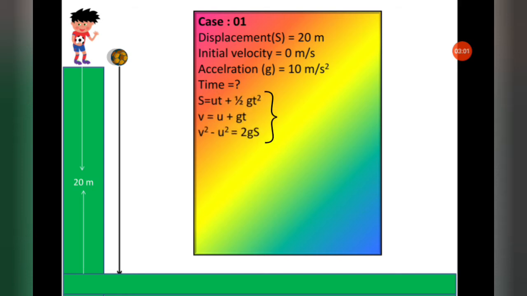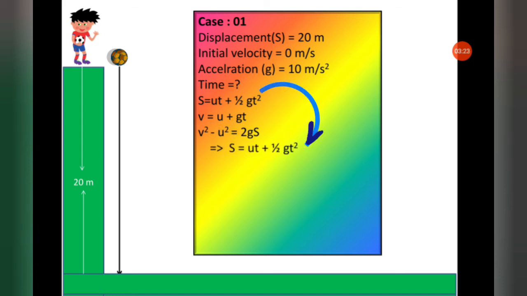Okay, we have these three equations of motion. S is equal to ut plus half gt square, v is equal to u plus gt and v square minus u square is 2gs. हमें टाइम निकालना है तो हम इन तीनों इक्वेशंस में से जो मर्जी है वो यूज कर सकते हैं, बट सेकेंड एंड थर्ड इक्वेशन में हमें फाइनल वेलोसिटी नहीं पता, g नहीं पता. दो चीजें ऐसी जो हमें नहीं पता, सो वी विल यूज फर्स्ट इक्वेशन ऑफ मोशन.